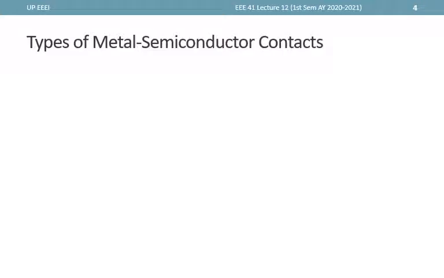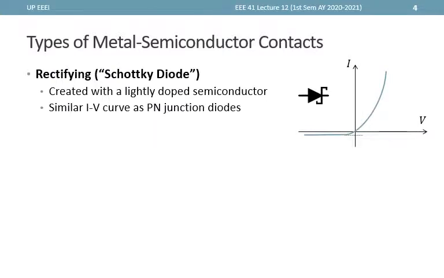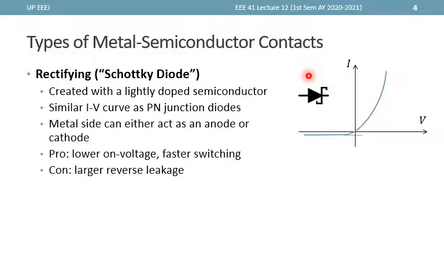So we actually have two types of MS contacts. The first one is what we call the rectifying or Schottky diode, which is created with a lightly doped semiconductor. Its IV curve is similar to that for p-n junction diodes. It follows the Shockley equation, and this is the symbol we use specifically to differentiate our normal p-n junction diodes from Schottky diodes.